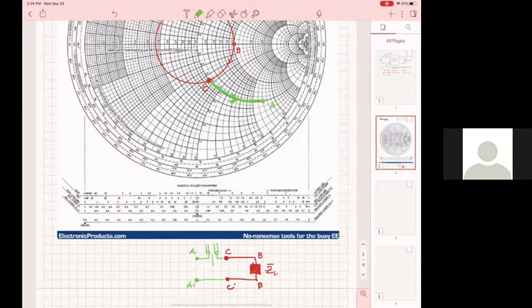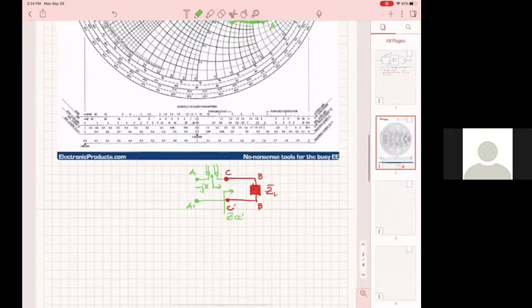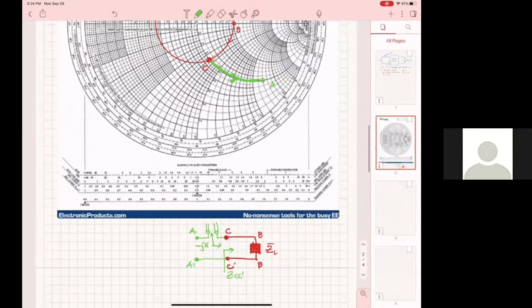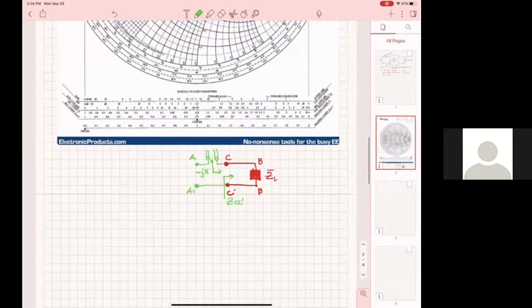So this one has to be a minus JX. All right, so at C point, my impedance right here is equal, normalized, to 1 minus J.7.